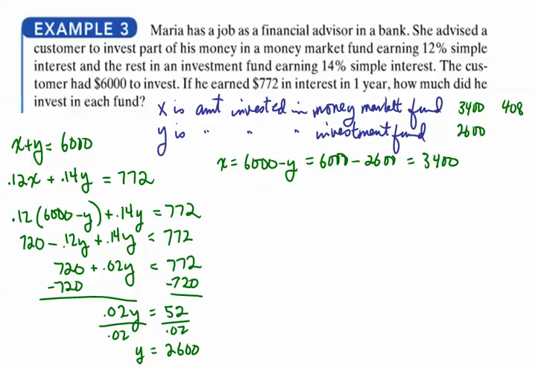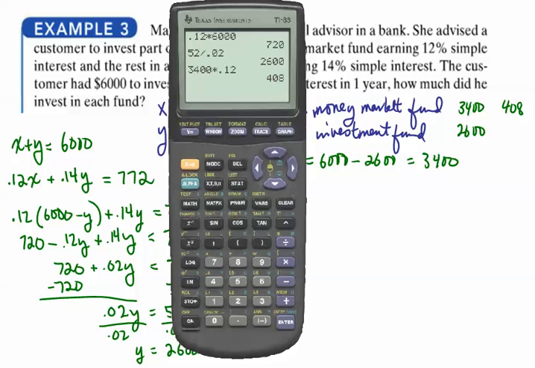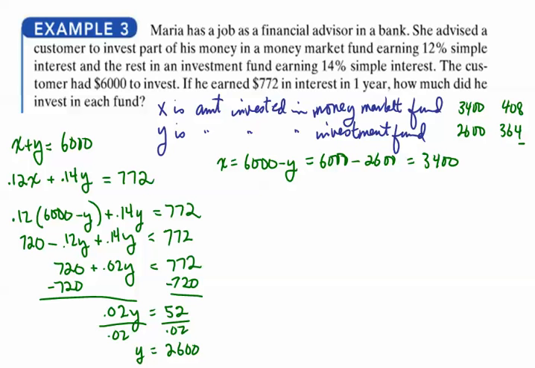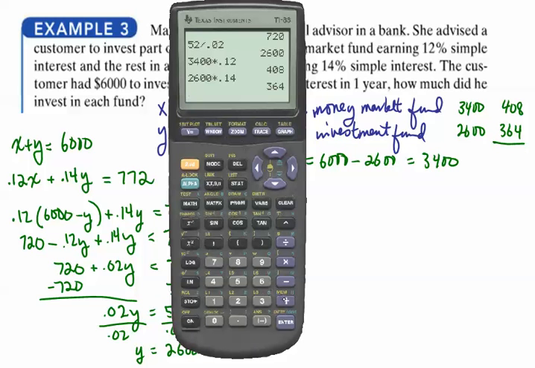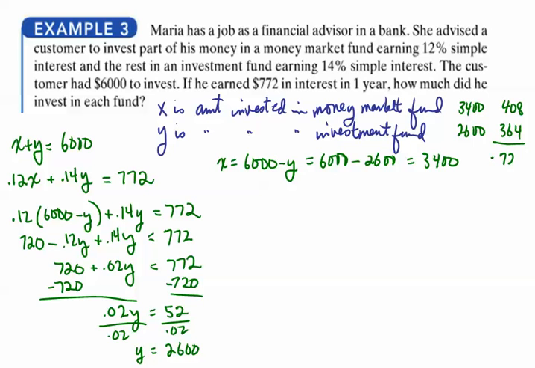And in the investment fund, 2,600 times 0.14, that would give $364. $364 plus 408 would give $772. And that was the amount we were trying to reach. Okay, so that's a way that we can check our answer in that problem.